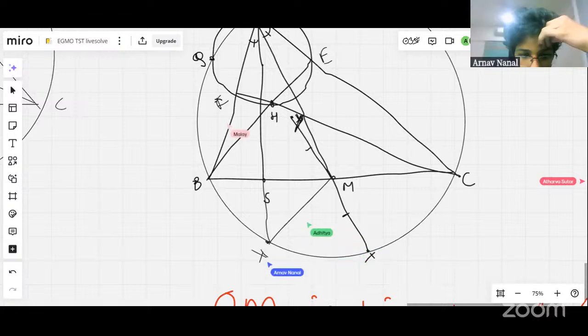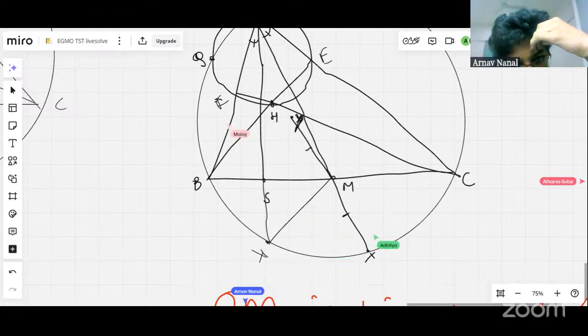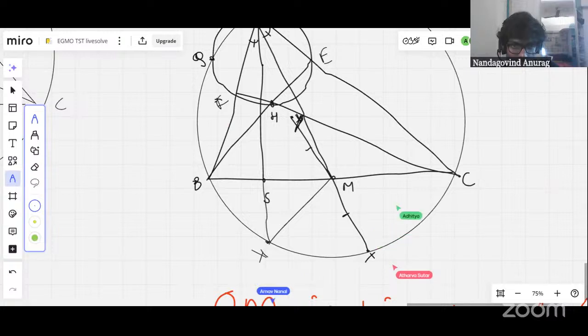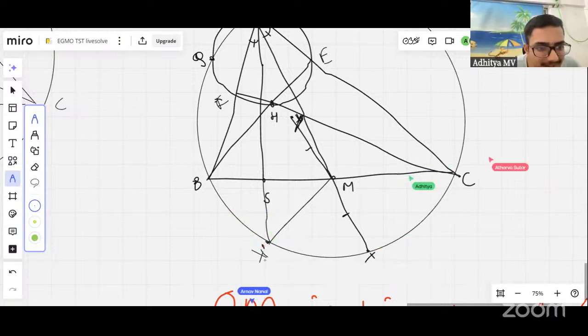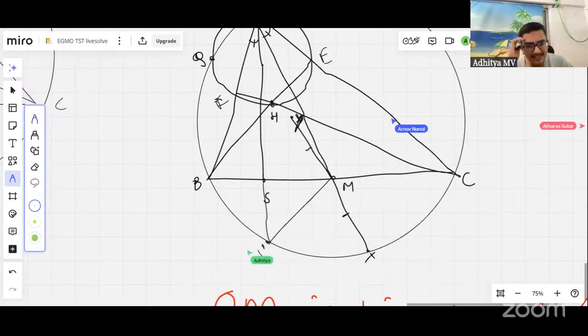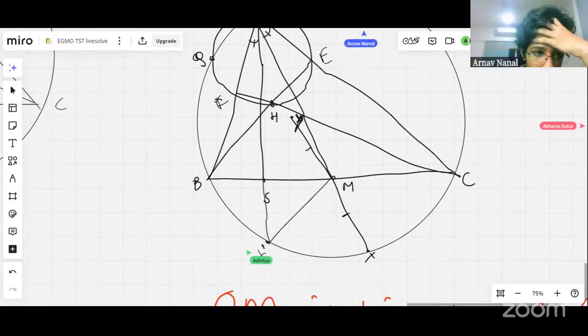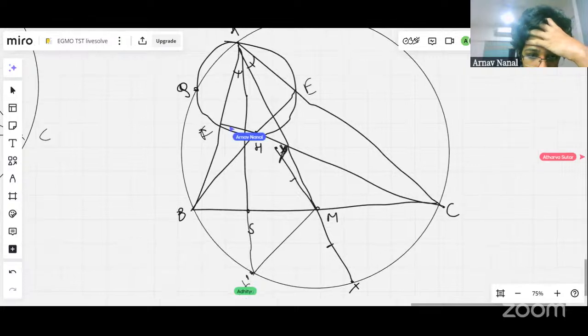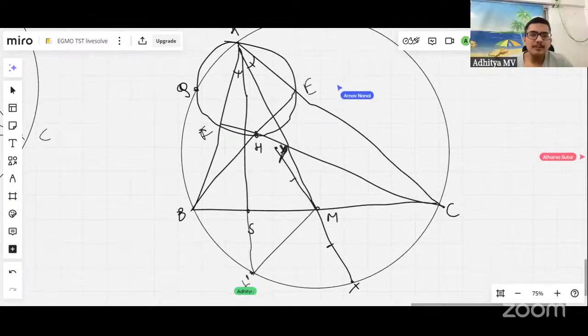Right. Okay, there are two points. This is X, this is X dash. X dash is supposed to be parallel to BC, right? Because AS and AM are isogonal. So MX dash is equal to MX. Yes, you want to show that these three circles are concurrent.